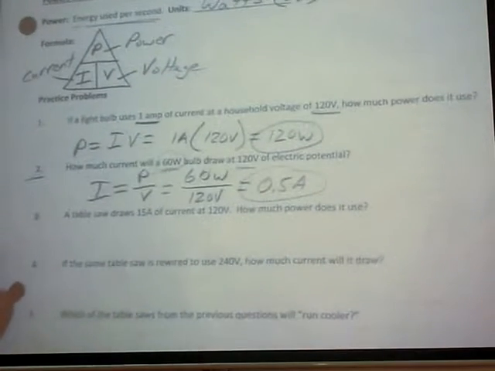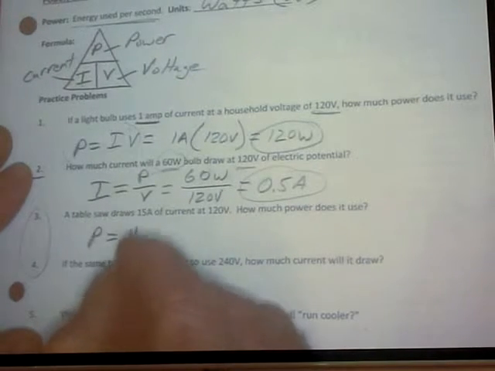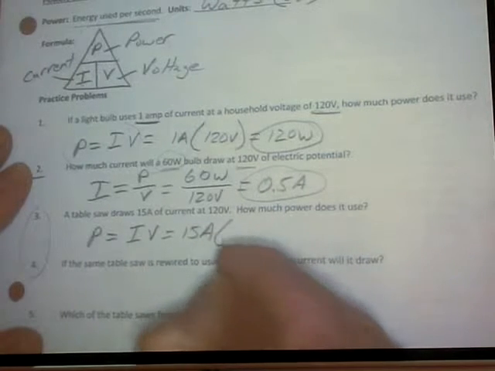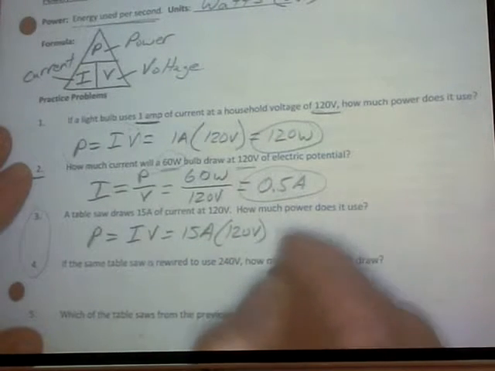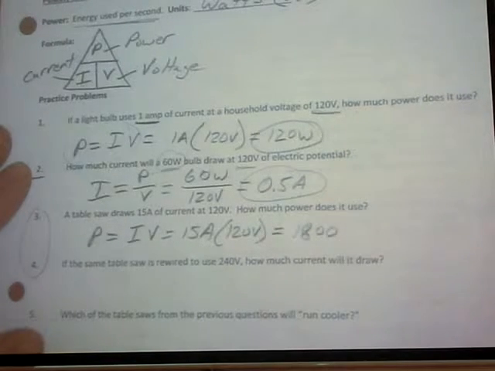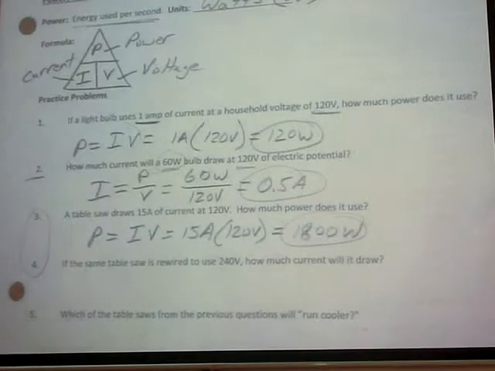Number 3 and 4 kind of go together. A table saw draws 15 amps of current, 120 volts. How much power does it use? Power, using the same formula again, is current times voltage, 15 amps times 120 volts equals 1,800, what are the units? Watts. So that's an 1,800 watt table saw.